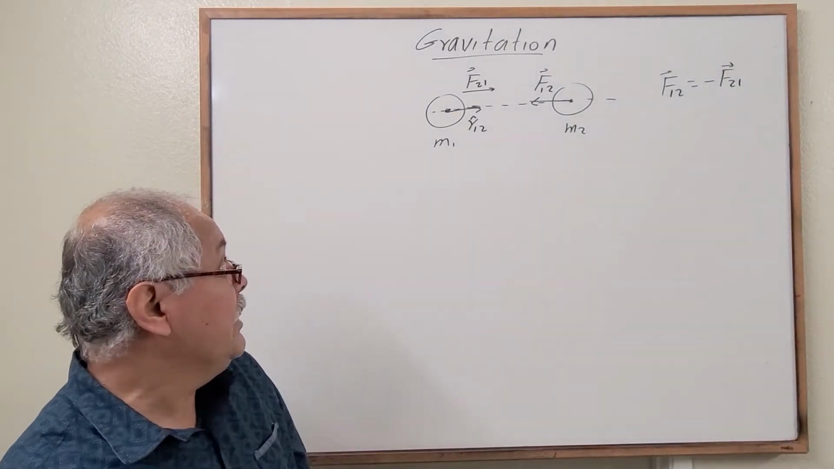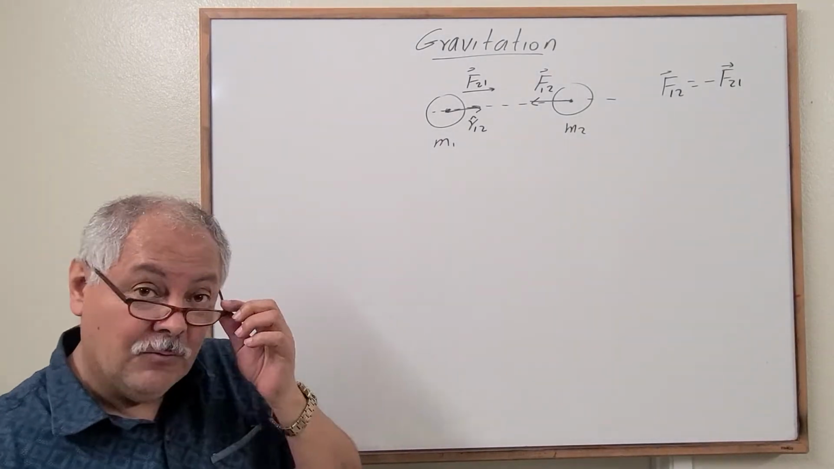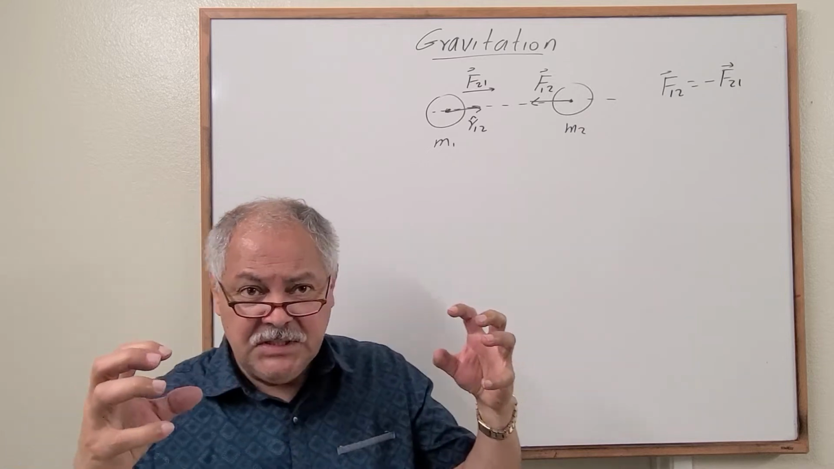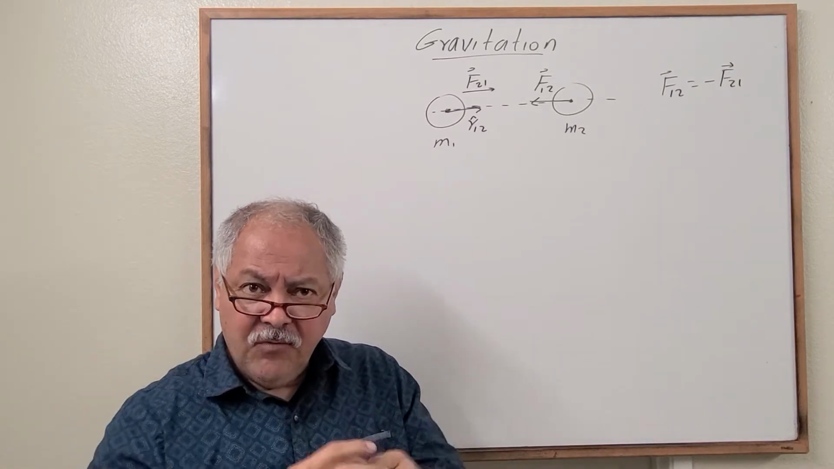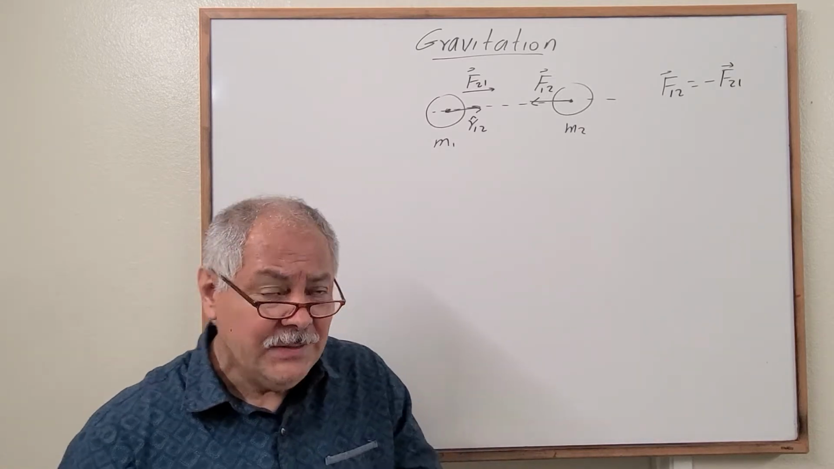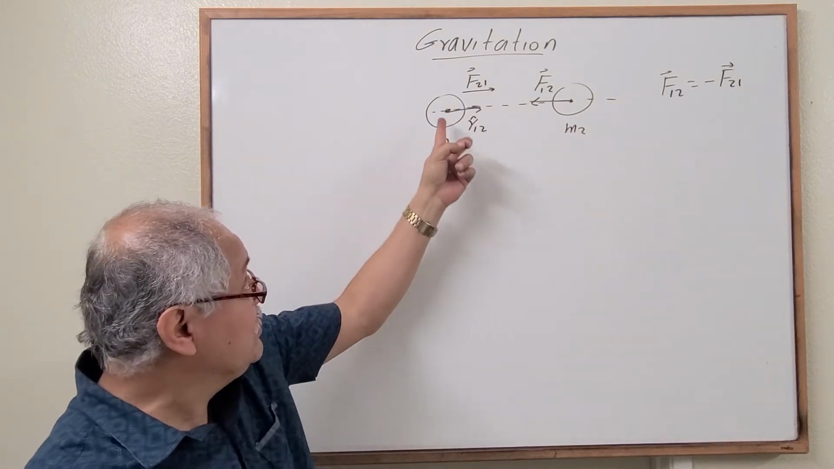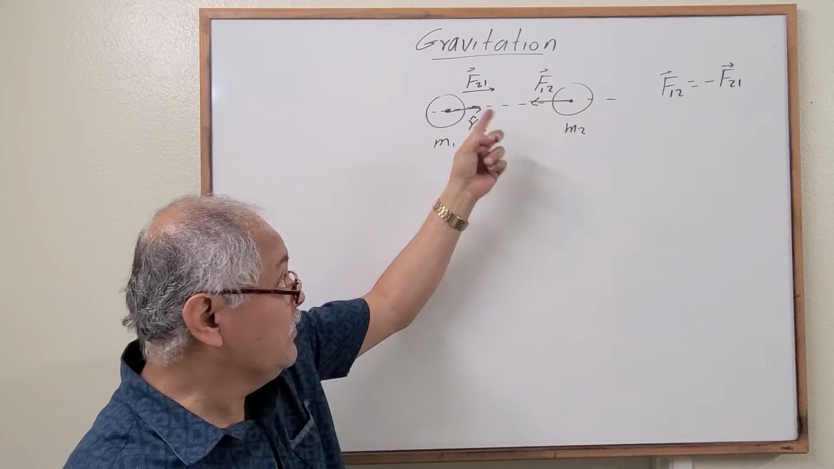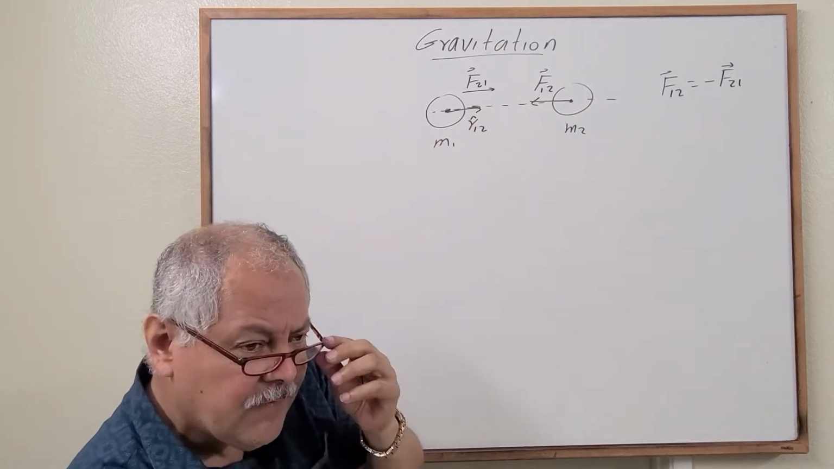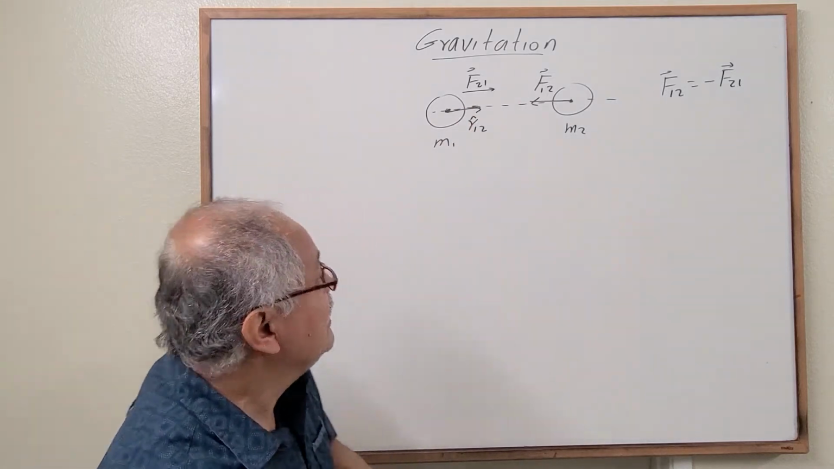Okay, let's go to gravitation. It's found that for any two objects in the universe, there is an attractive force, and this attractive force depends on these masses and also depends on the distance between the centers of these two masses. This was found by Isaac Newton in this way.